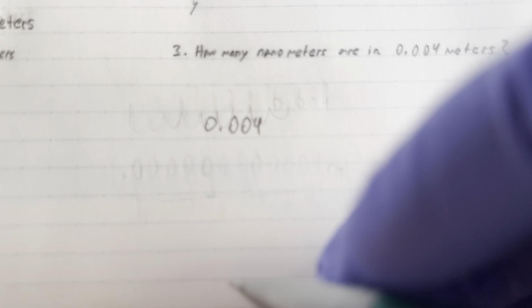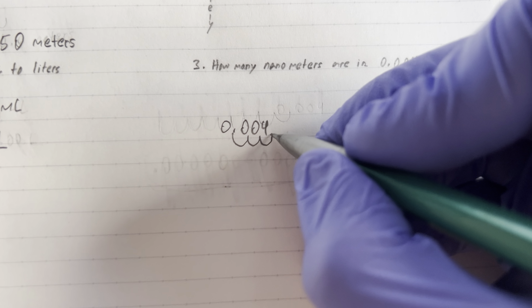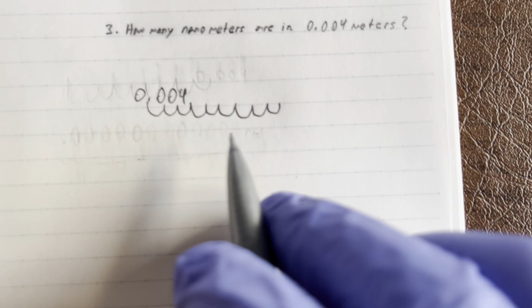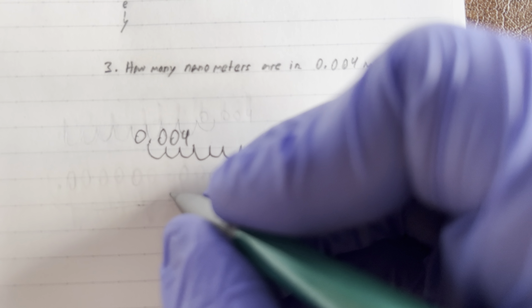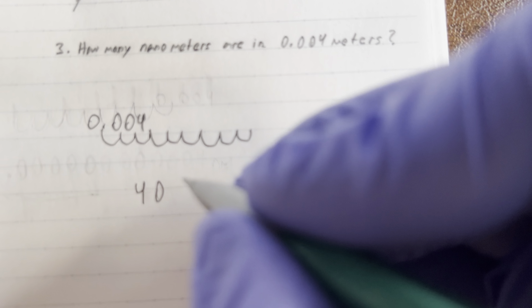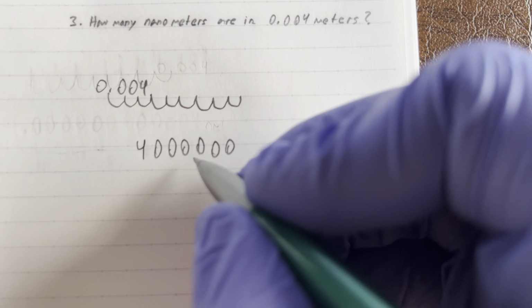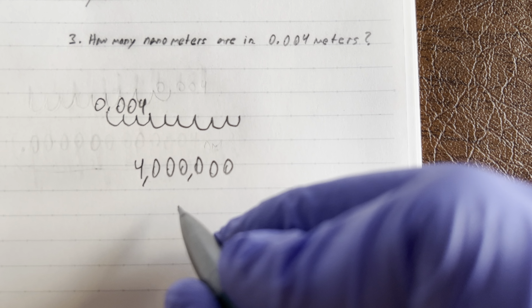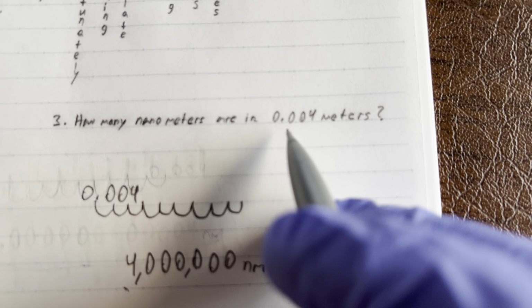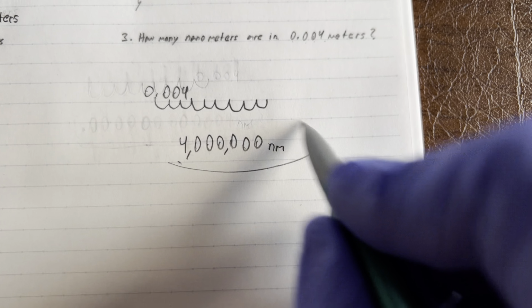So let's just go ahead and do that. So we're going to be moving 9 places to the right. 1, 2, 3, 4, 5, 6, 7, 8, 9. Okay, so that's where we end up. So let's just fill that in with zeros, and we can forget the zeros that are in front of the 4. 1, 2, 3, 4, 5, 6. So to me, I think this is 4 million. Yeah, so wow. Okay, so there are 4 million nanometers inside of 0.004 meters. Absolutely insane. But that is the answer.